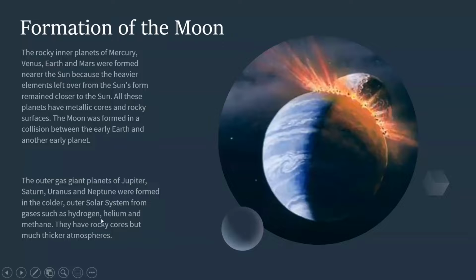Okay, just a bit on the side, the outer gas planets, Jupiter, Saturn, Uranus, and Neptune, are formed in the colder outer solar system. So they're rocky cores, but they have much thicker atmospheres. We'll just talk about the moon.